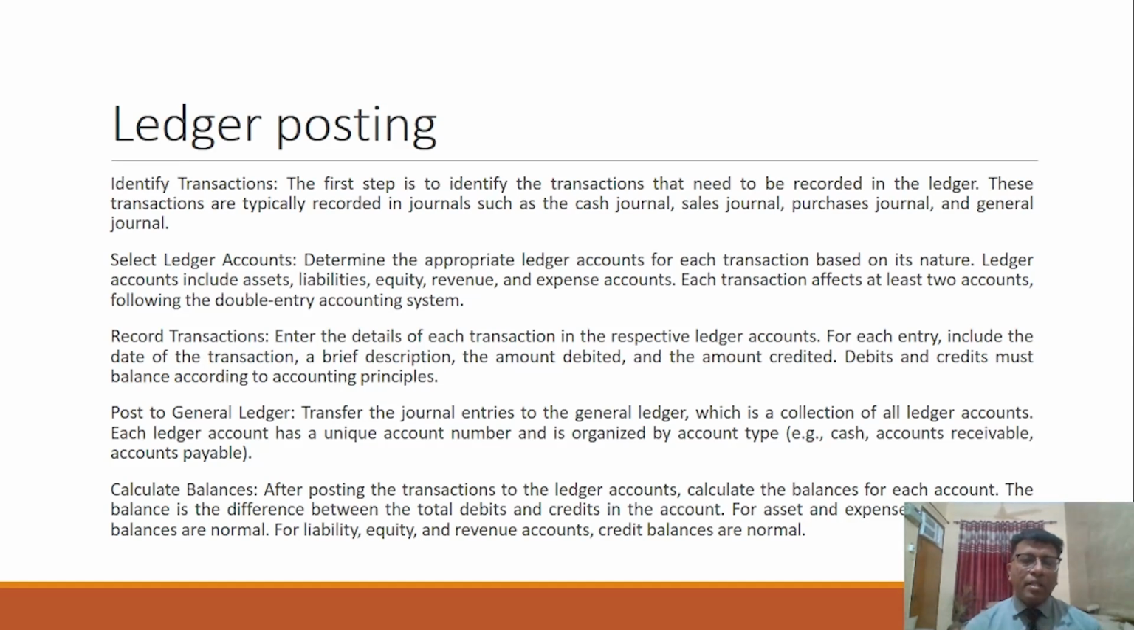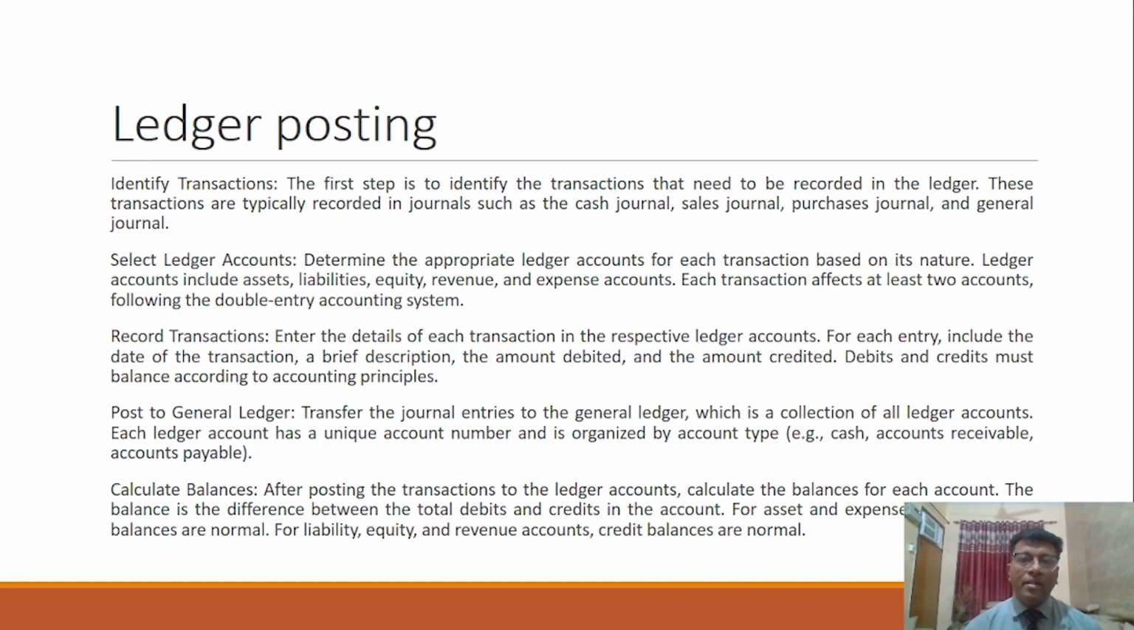For example, suppose you sold the goods for cash. So you are receiving cash, so the cash account would be opened in the ledger, and as you are selling the goods, the sales account would be maintained in the ledger. So you have to identify the transactions related to the sales, because all the transactions related to a particular account, for example sales, you have to post in the ledger, right?